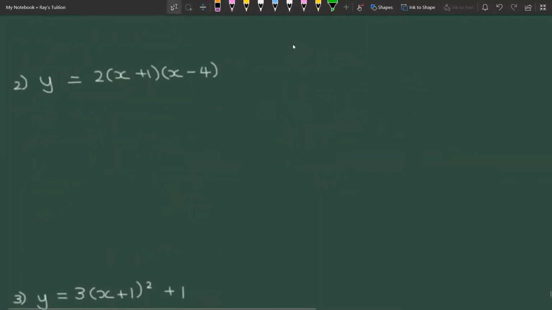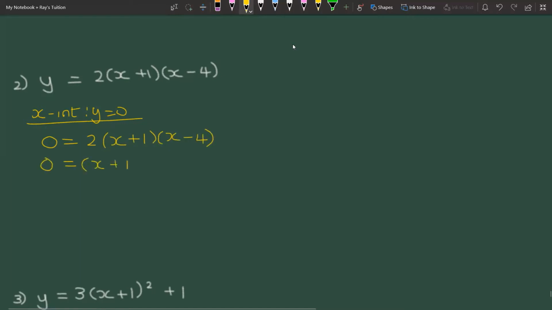Let's have a look at the next one. So let us start with the x-intercept. To find the x-intercept, we make y equals 0. So what we're going to be left with is 0 is equal to 2 times x plus 1 times x minus 4. So we can divide everything by 2. So we're going to get x plus 1 times x minus 4, and this is already a factorized version, equal to 0.